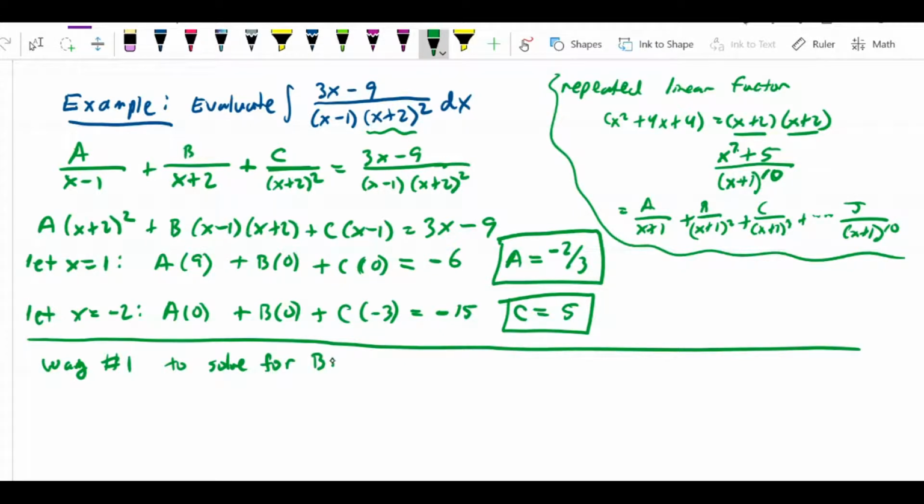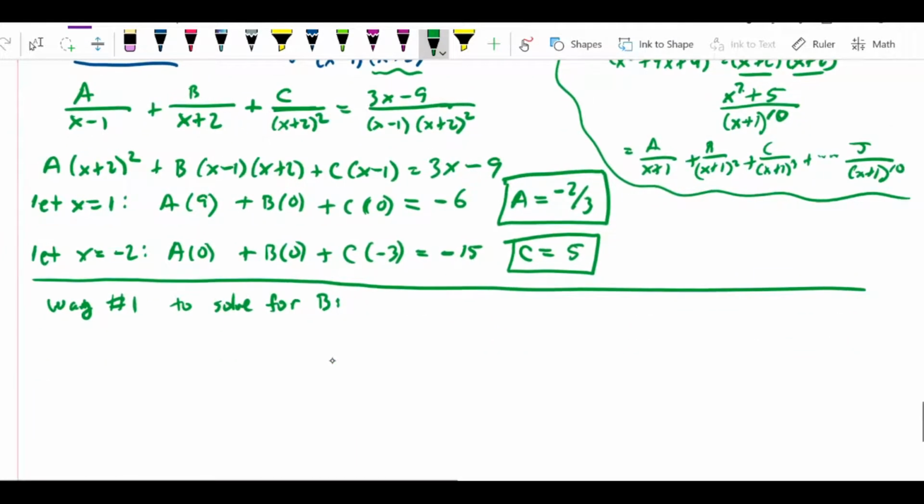What we're going to do is just pick an arbitrary value of x. So I'm just going to let x equal 2. In other words, it doesn't really matter what I let x equal. I know what A and C are. I can just pick anything, and one way or another, I should be able to solve for the remaining constant. We know that A is negative 2/3, so I can put that in here. Negative 2/3, and then I have (2 plus 2) squared, which is 16.